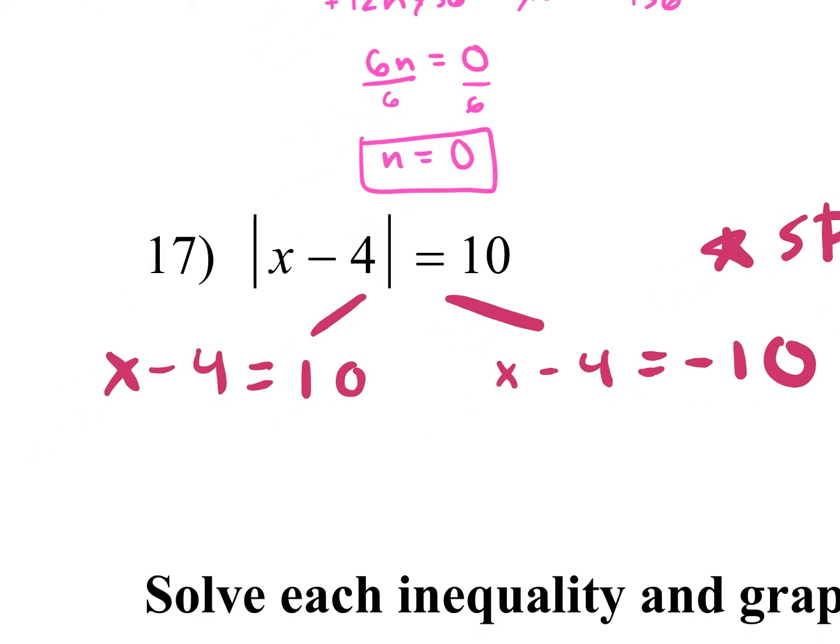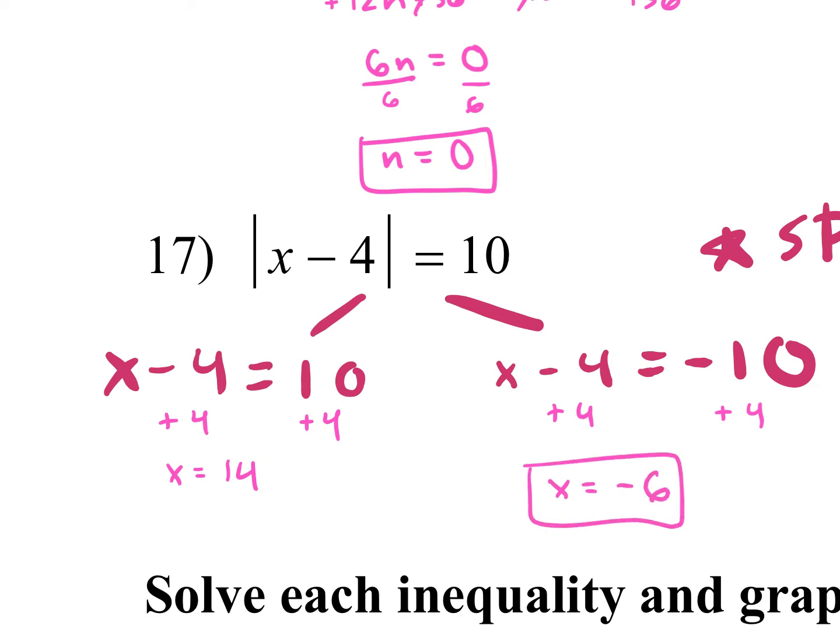All right, so 17, when we have absolute values, we split it up into two equations. So I have x minus 4 is equal to positive 10, and x minus 4 is equal to negative 10. So I'm going to add 4 to both sides. So x is equal to 14, and then add 4 to both sides. So x is equal to negative 6. So I have two answers here. So anytime you have absolute values, you get two answers.